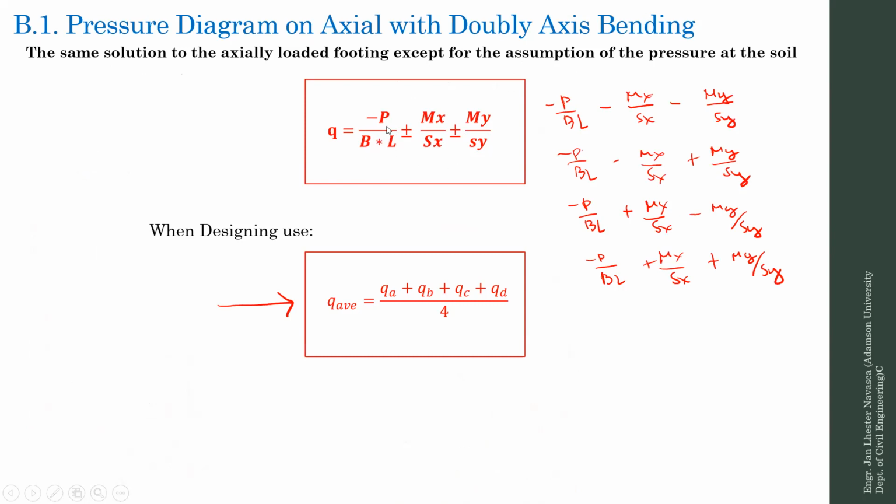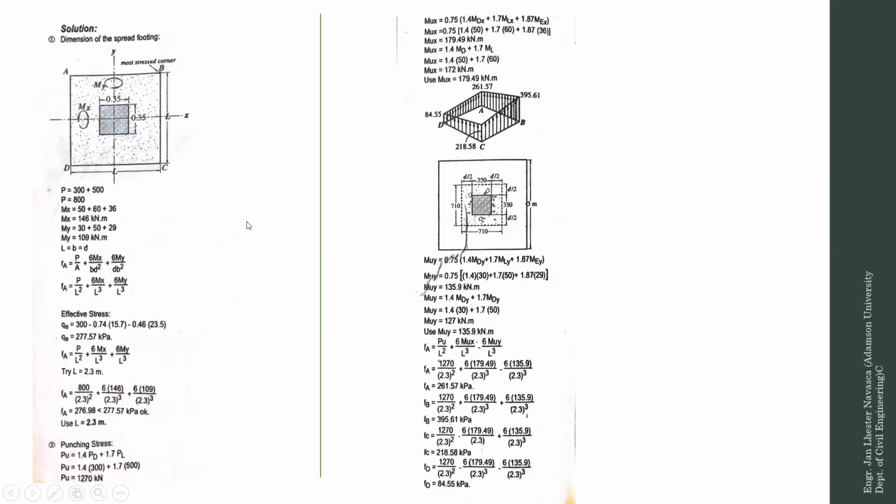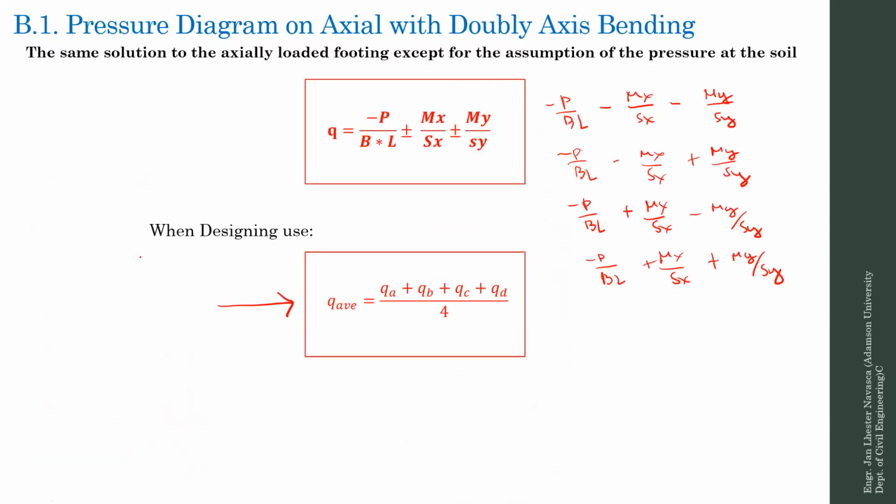actual pressure is equals to the sum of the axial load, pressure due to axial load, the pressure due to the bending in the x-axis, and the pressure due to the bending in the y-axis. So basically ganyan lang yun. Okay, so mas maganda if we consider the signs. Okay, consider the sign.